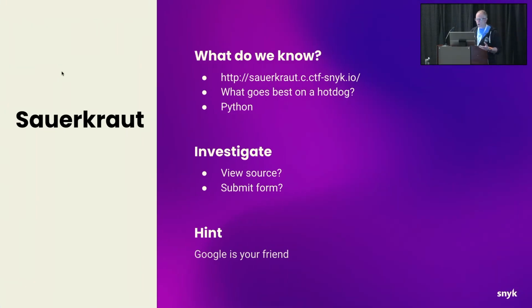So let's review what we know. We know that we have this website. We have this question, what goes best on a hot dog? And questions in CTFs are rarely direct, so there might be some sort of a misdirect here. We know that the back end of this is written in Python. So now, how are we going to investigate? Where are we going to start?